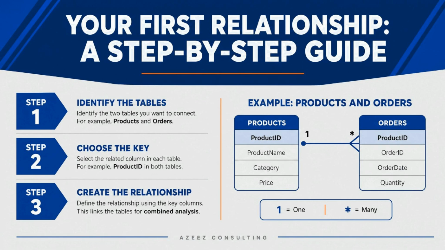Creating your first relationship involves 3 steps. First, identify the tables. Second, choose the key columns to connect them. Third, create the relationship to link the tables for combined analysis.